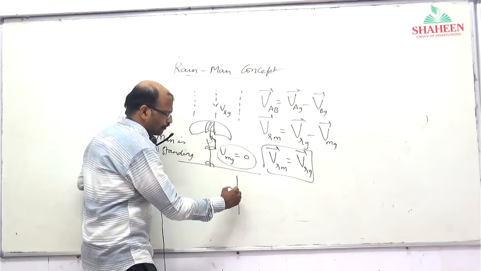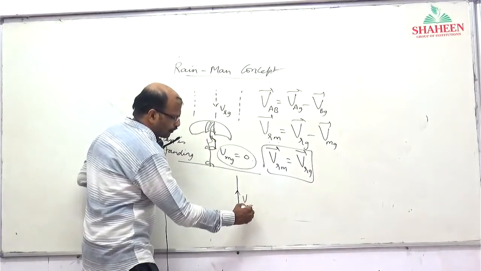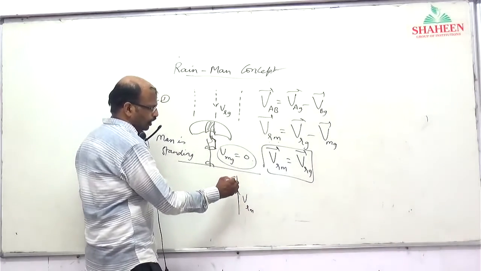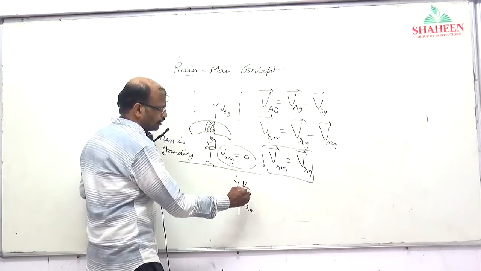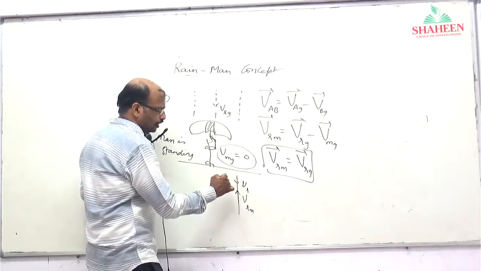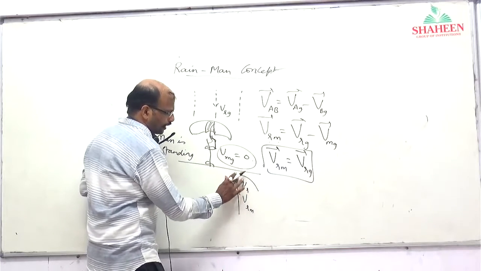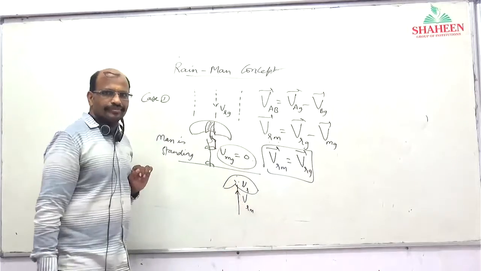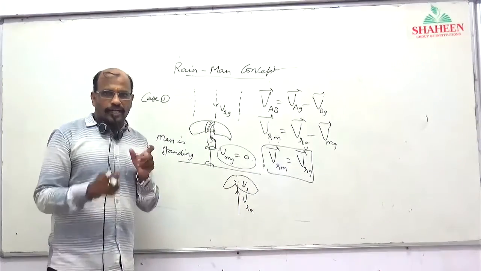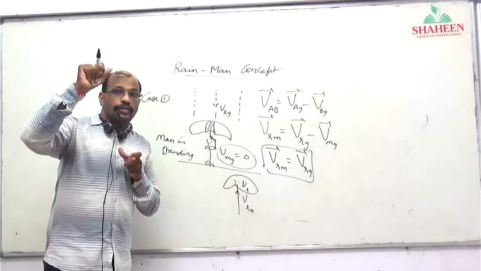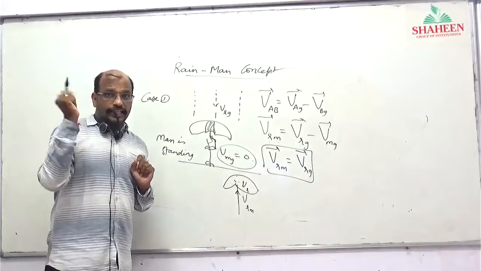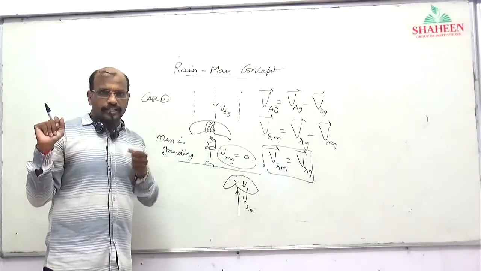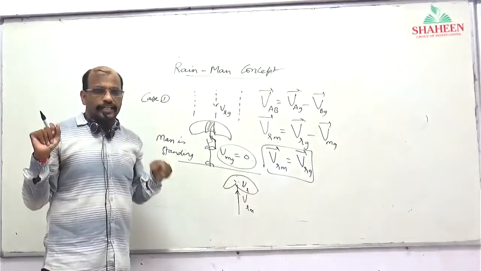Umbrella shows the velocity of rain with respect to man, so we have to hold it in the opposite direction. Velocity of rain is falling like this, so velocity of rain is in this direction. He should tilt his umbrella in this direction only. The umbrella's direction should be vertical. Umbrella shows the opposite direction of VRM. Is it clear? You should not tilt it. You should hold it vertically in this case.